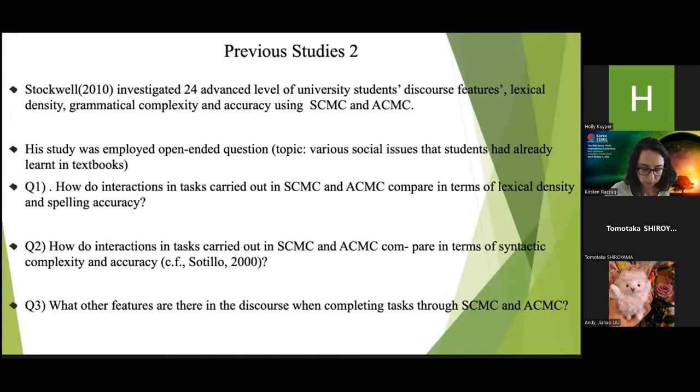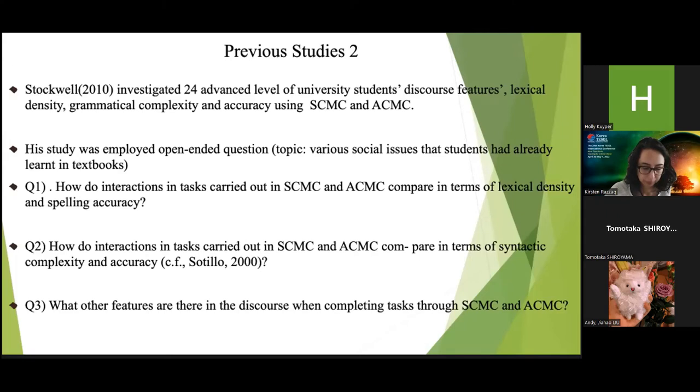Stockwell's first research question is, how do interactions in tasks carried out in SCMC and HMC compare in terms of lexical density and spelling accuracy? The second research question is, how do interactions in tasks carried out in SCMC and HMC compare in terms of syntactic complexity and accuracy? The third research question is, what features are there in the discourse when completing tasks through SCMC and HMC? In his study, lexical density was examined using TTR, and the result is that there is no significant difference between both modes, while the TTR shows a significant difference compared with SCMC.